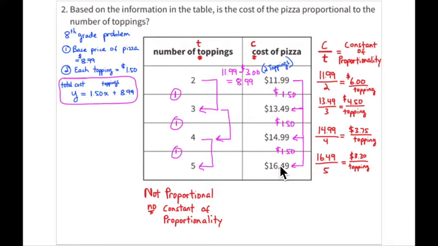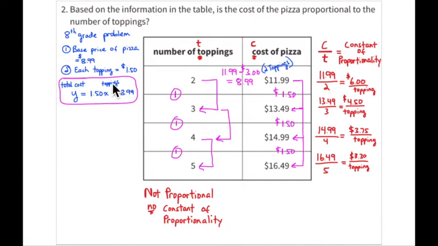That means the price is increasing $1.50 for each topping. And how do you figure out the base price of $8.99? Well, that's 2 toppings. If it increases $1.50 for each topping, just multiply 2 times $1.50. That gives you $3. Subtract that $3 from $11.99. That's the cost of 2 toppings. Do that subtraction. That gives you a base price of the pizza of $8.99.